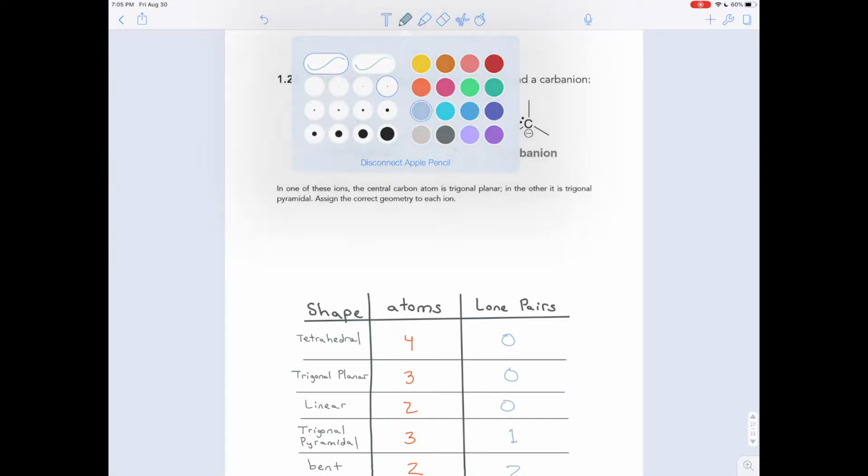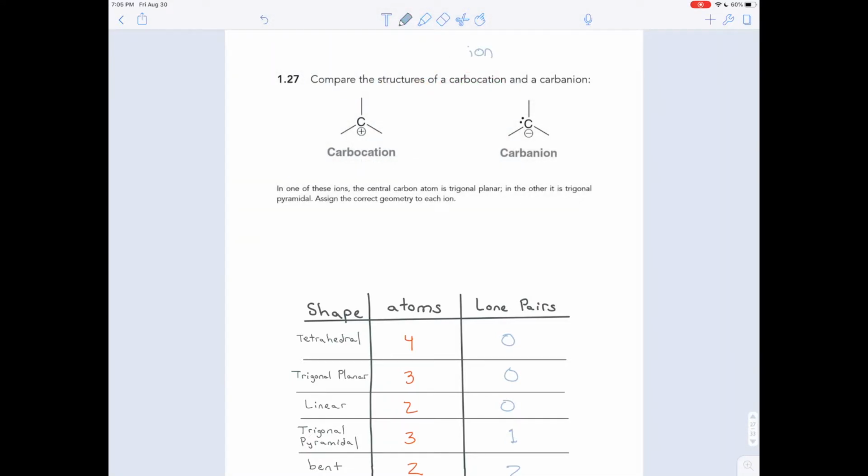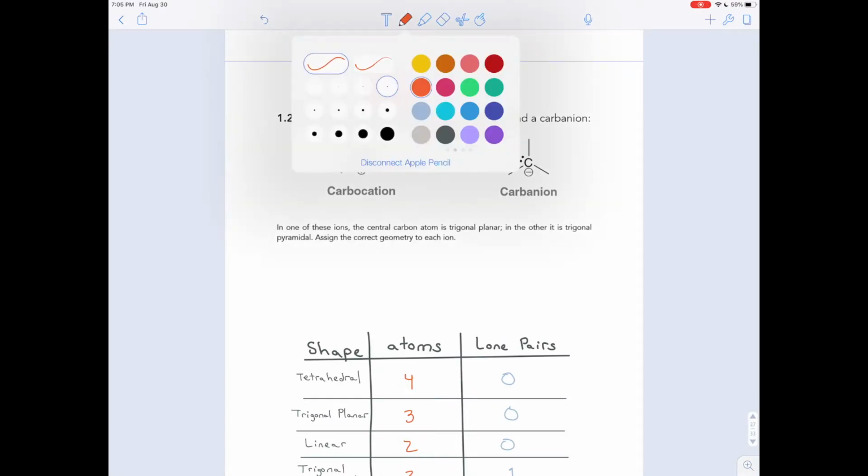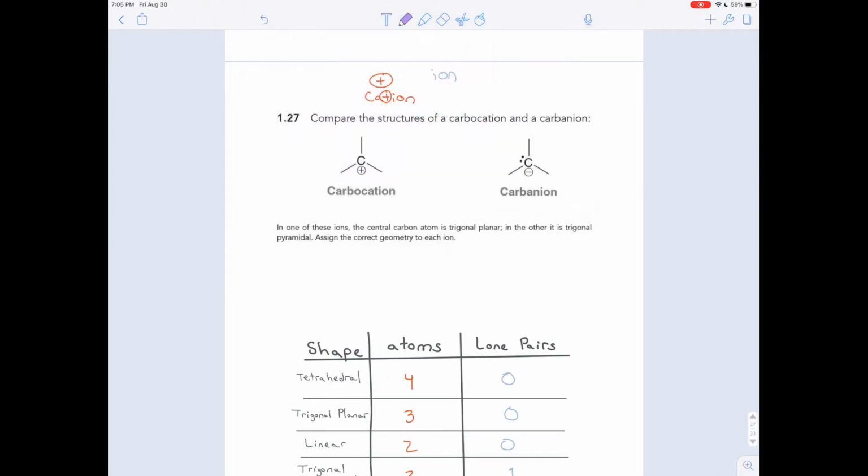An ion is an atom that has a charge. And you can have two types of charge. You can have positive charge or negative charge. If you have positive charge, then you are called a cation. And you could remember that because the T in cation looks like the positive sign for a charge. Or if you have a negative charge, you could be an anion.